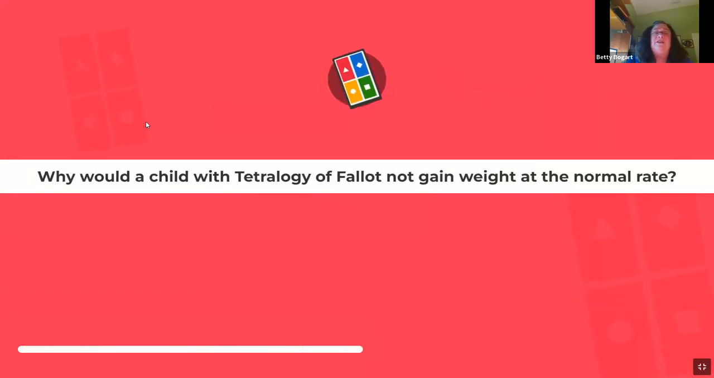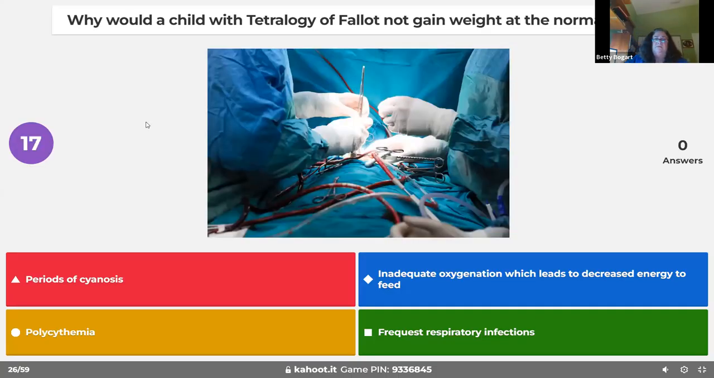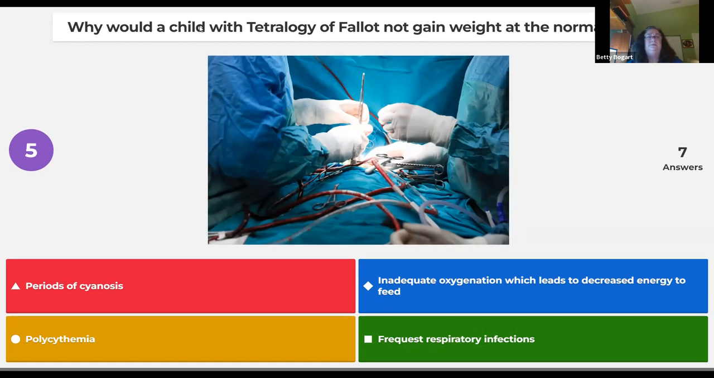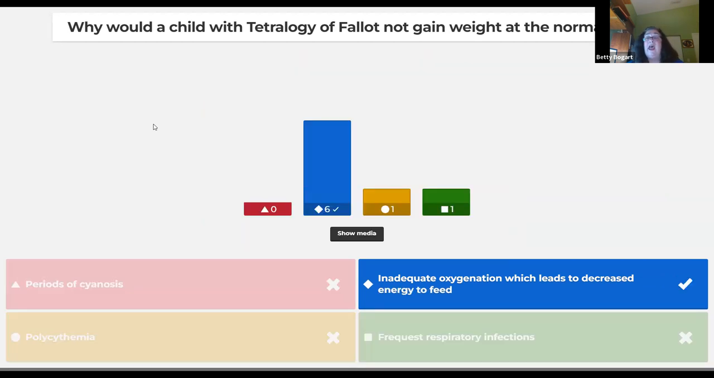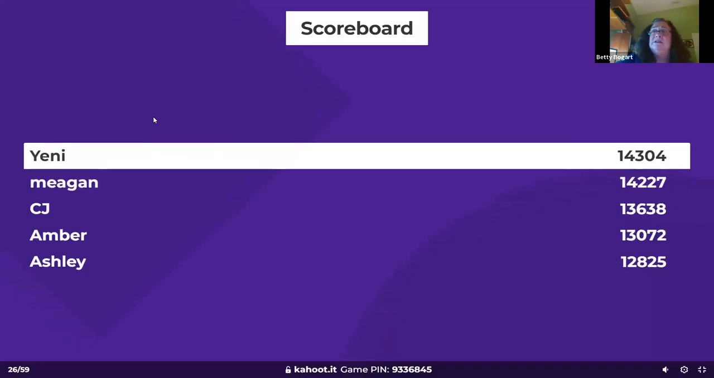Why would a child with tetralogy of Fallot not gain weight at the normal rate? Again, congenital cyanotic heart disease. That's the inadequate oxygenation, which leads to decreased energy to feed. Therefore, they're going to lose weight. Seen in most cyanotic heart disease.